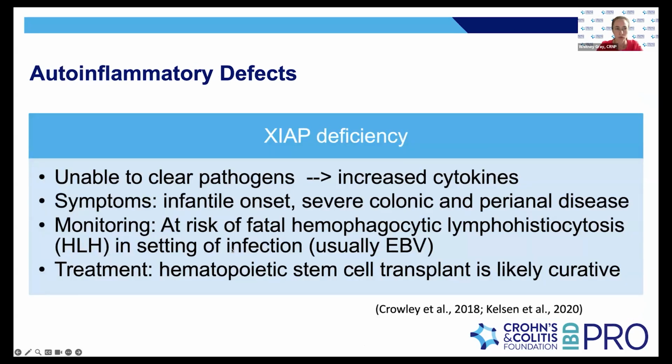The next one we'll go through is autoinflammatory defects such as XIAP deficiency. In that one, they're unable to clear pathogens, and they have increased cytokines. Symptoms, again, are infantile onset, so very early age, severe colonic and perianal disease, and they are at risk of fatal HLH, especially in the setting of infection, usually an EBV infection, so something to be mindful of. And again, the treatment is likely curative with a stem cell transplant.